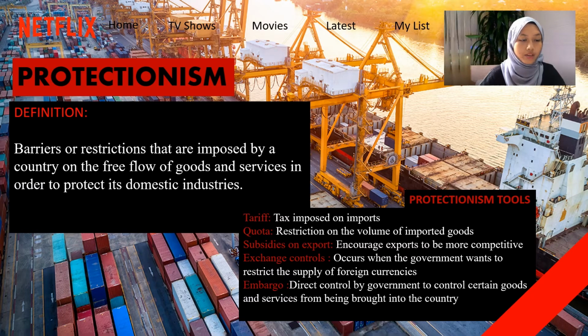Next, we have exchange controls, which occur when the government wants to restrict the supply of foreign currencies. Lastly, we have embargo, which is a direct control by the government of a country to prohibit certain goods and services from entering the country. There are a few examples of items that are prohibited for shipping to Malaysia, such as counterfeit money, poisonous chemicals, knives and daggers, and many more.